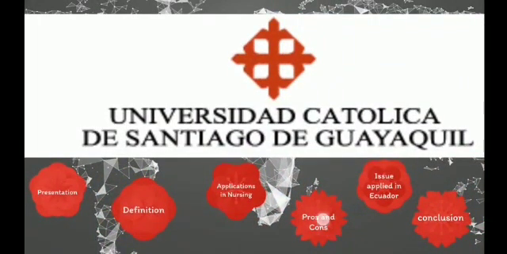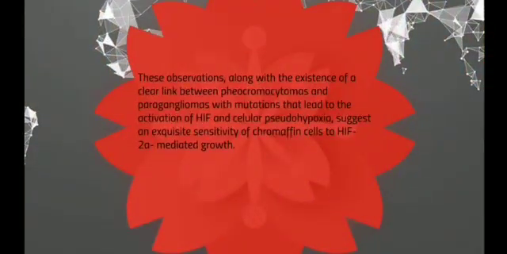Pros and cons. These observations, along with the existence of a clear link between pheochromocytomas and paragangliomas with mutations that lead to the activation of HIF and cellular pseudohypoxia, suggest an exquisite sensitivity of chromaffin cells to HIF, a second mediate growth.